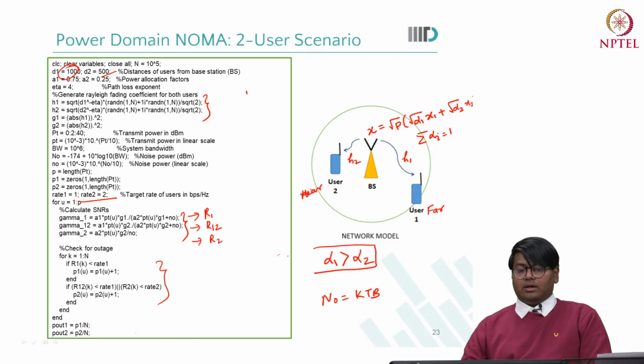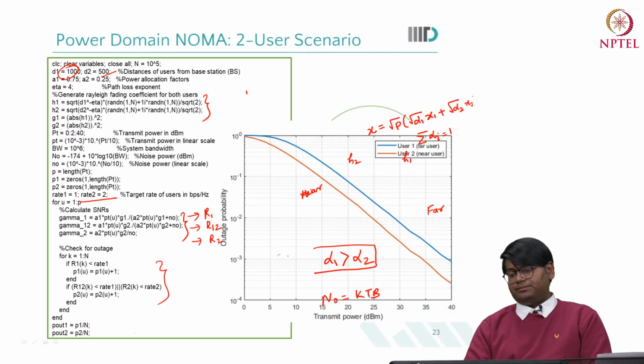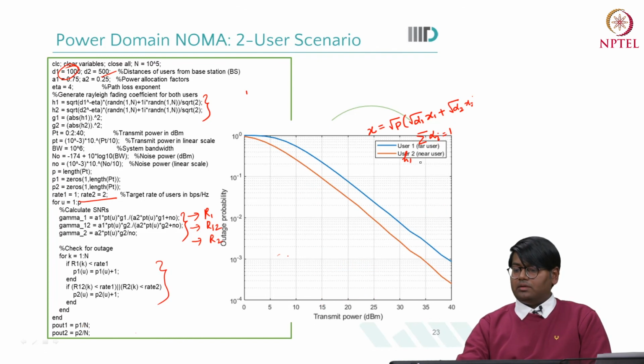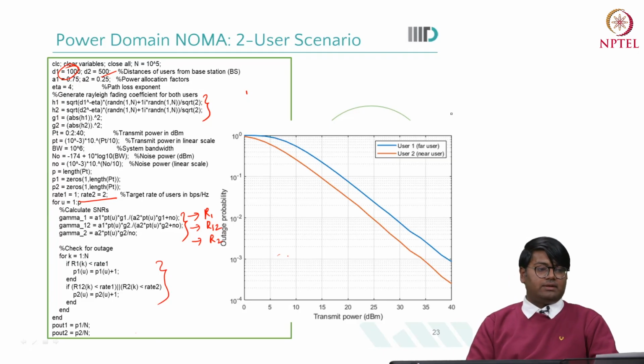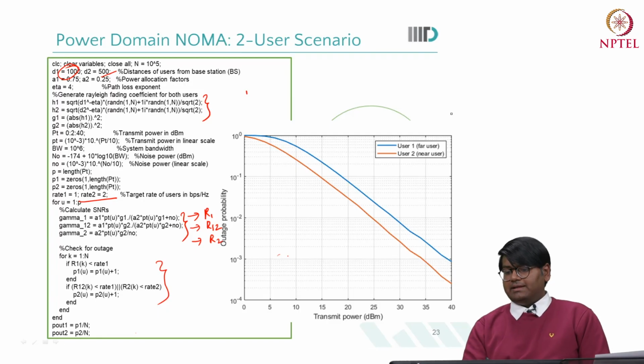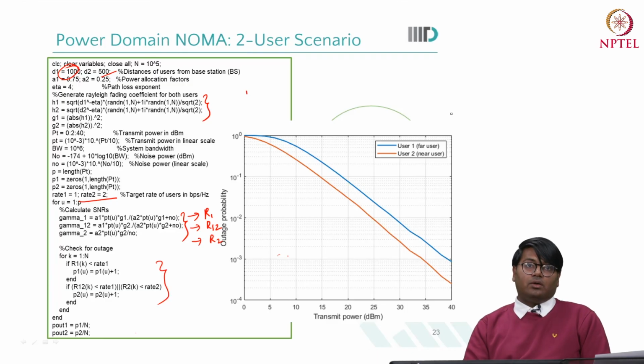Finally, what we obtain is the following result. This is the result for outage performance for user 1 and user 2 as a function of transmit power. So we see here that the outage performance of user 2 is better as compared to user 1. Similarly, the learners can also plot the BER curves for the two user scenario.